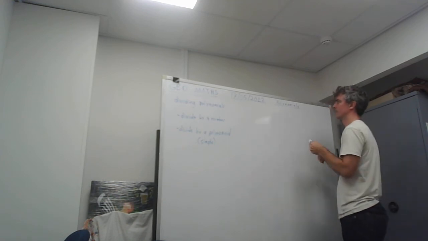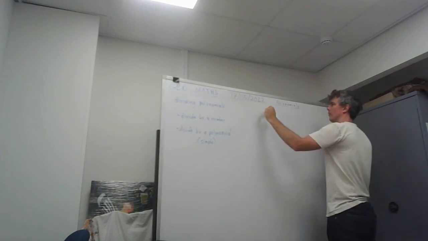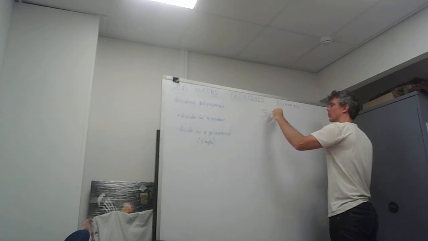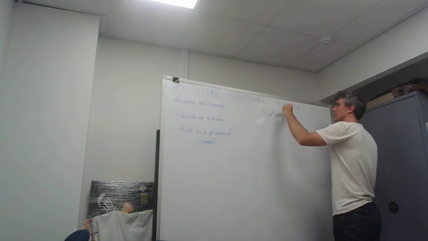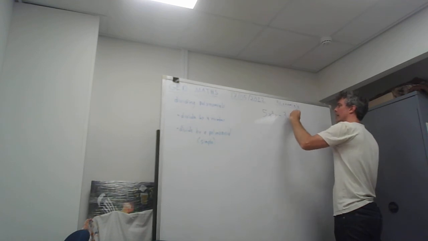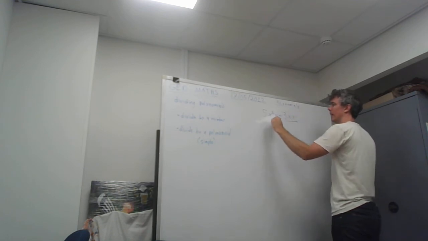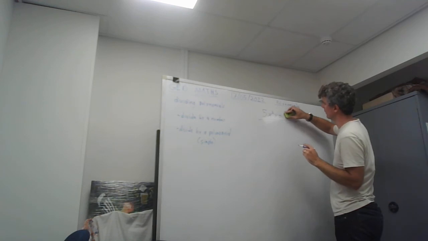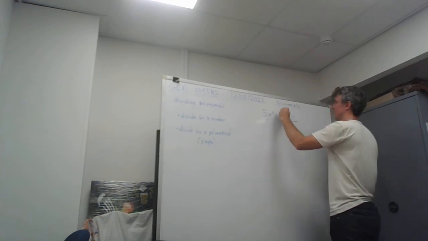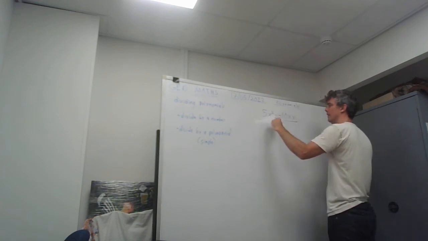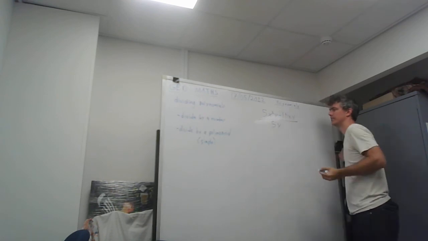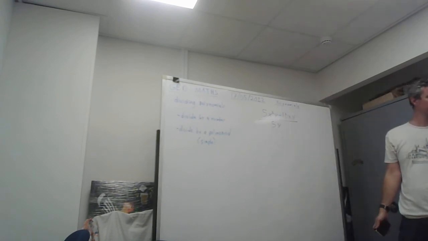How about 5x squared y minus 3xy all divided by, let's make this a little bit easier. Let's do minus 10xy all divided by 5y. Okay?